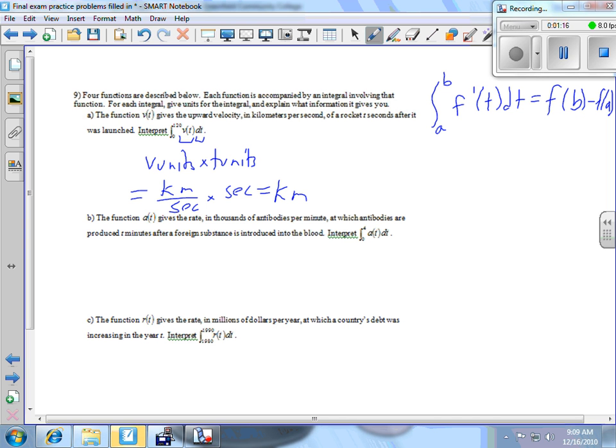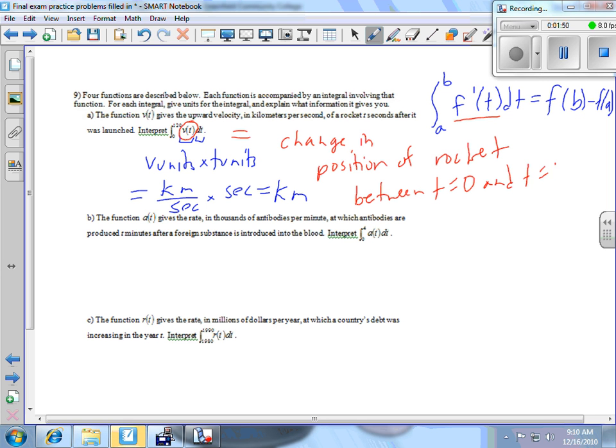So now we have to somehow relate the fundamental theorem of calculus to this question. Fundamental theorem starts with the derivative. V is the derivative of some function. It's the derivative of the position function. So if you integrate the derivative of position, you'll get change in position. So this integral right here represents the change in position of the rocket between t equals 0 and t equals 120 seconds.